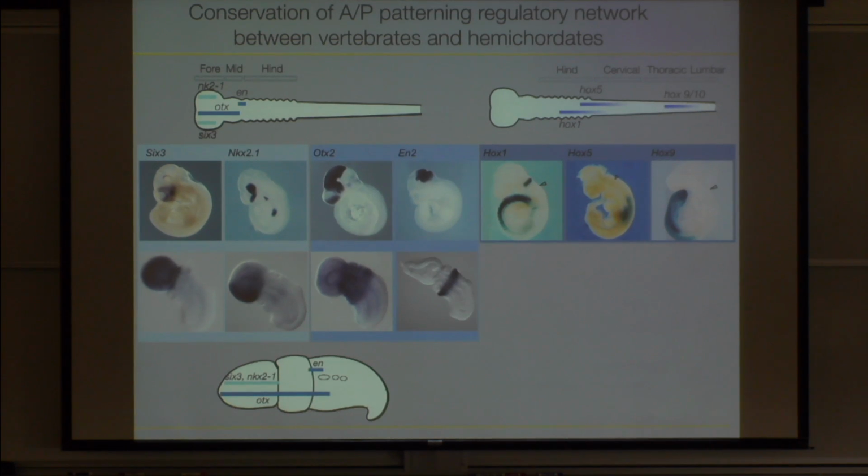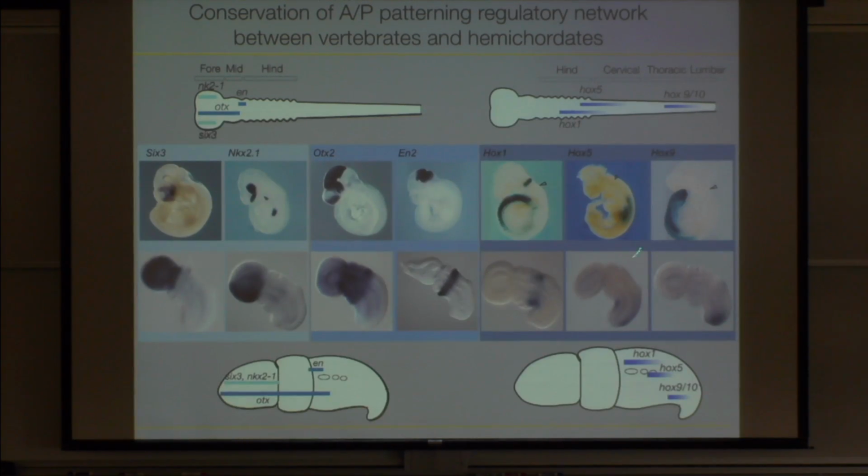But if you now look at genes that are expressed a bit more posteriorly in the vertebrate brain, we also see in hemichordates they're expressed more posteriorly. So this gene OTX, which is expressed in the midbrain all the way down to the boundary of the hindbrain, you can see here is expressed at the base of the proboscis into the collar and anterior trunk. Engrailed, which is a really good marker of the boundary between the midbrain and the hindbrain, is at the boundary between the anterior trunk and the collar. And then the HOX genes are expressed: HOX1 is expressed in the anterior trunk overlapping with engrailed, and then HOX5 is expressed more broadly in the trunk, and then finally HOX9/10 at the very posterior trunk.